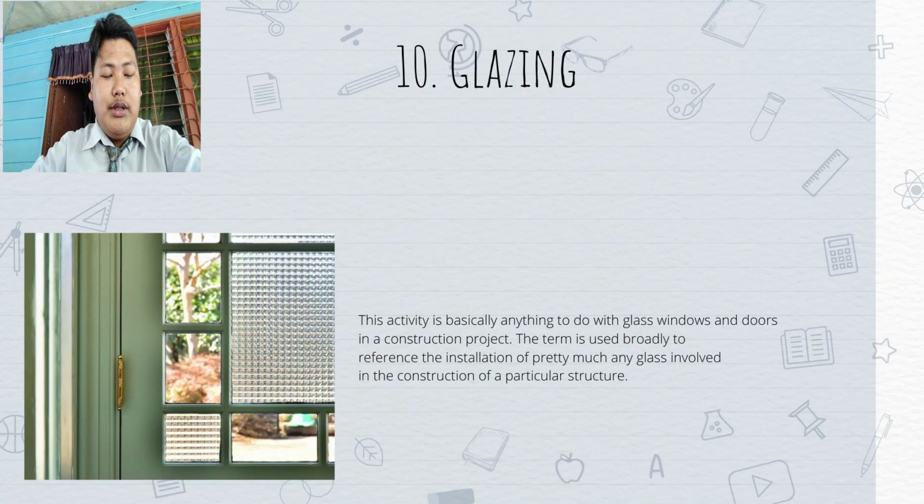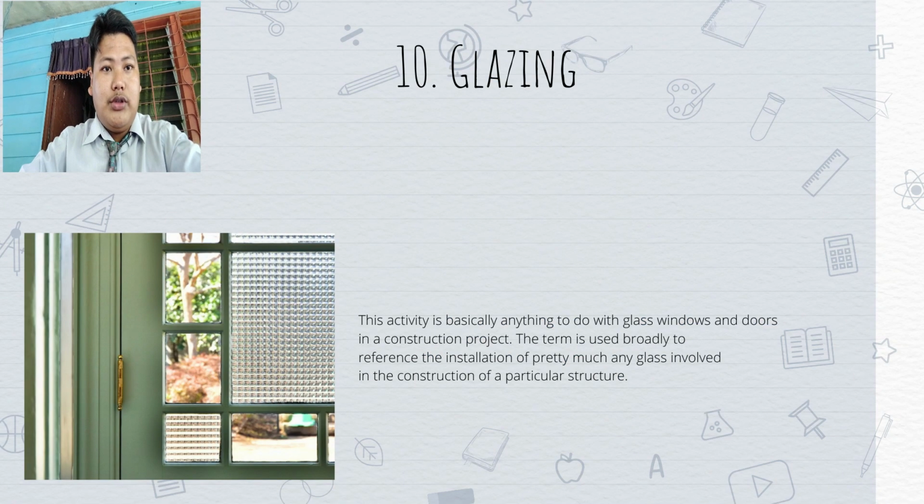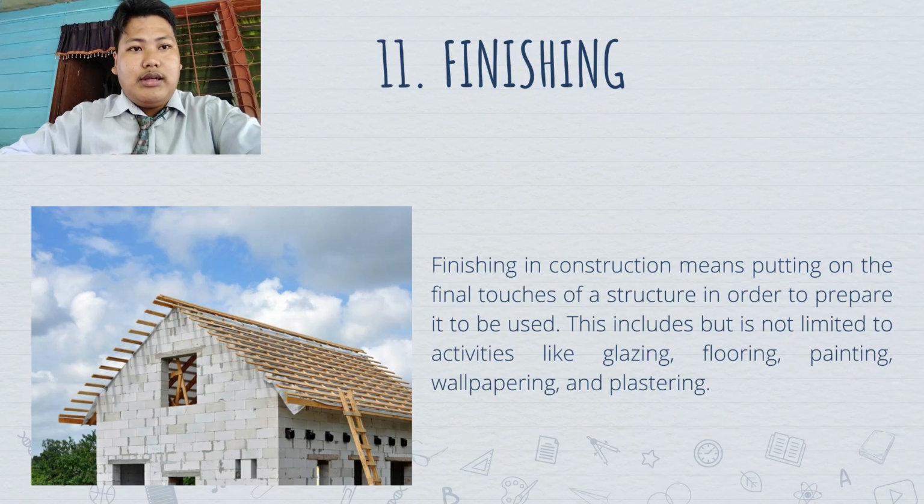Number ten of the activities during the construction project is glazing. This activity is basically anything to do with glass, windows, and doors in a construction project. The term is used broadly to refer to the installation of pretty much any glass involved in the construction of a particular structure.